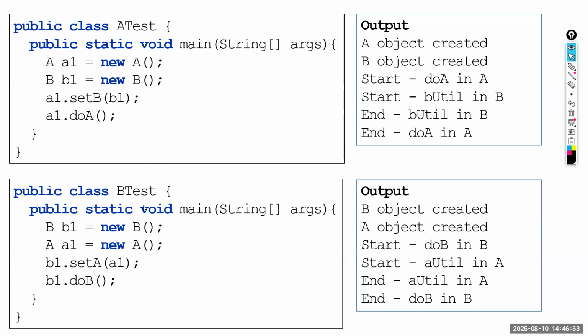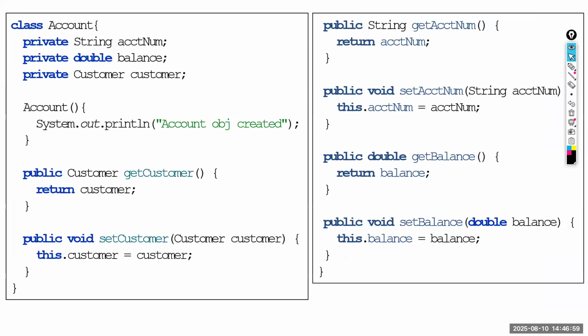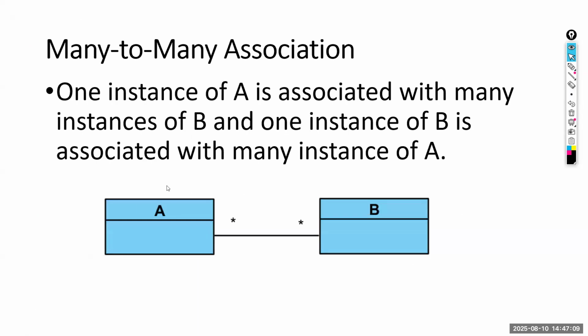This is one to one bidirectional. So again, I have given you code, but I'm not going to explain those things in detail. Then of course, many to many association. One object of A is associated with many objects of B. One object of B is associated with many objects of A.